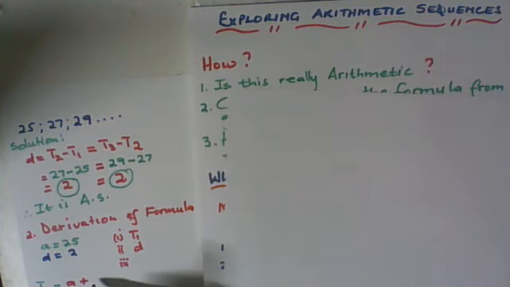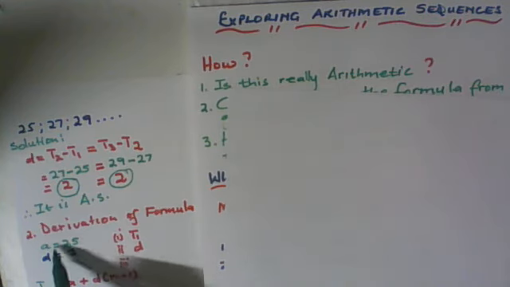I just want to show you something. I would like you to do this: n minus 1. Please put the D in front of the brackets. I have a reason for that. So, you substitute. Your A is 25, then put in 25, then plus, then your D is 2, then times n minus 1.